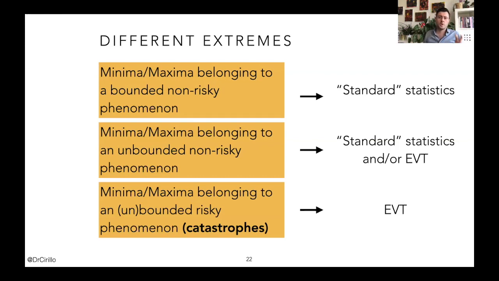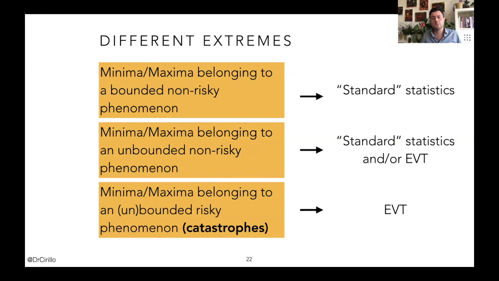The first situation is when we are considering extremes, that is to say minima and maxima, that belong to a non-risky phenomenon, whose impact for us is not particularly strong, so maybe losses, but not extreme losses, that is to say losses that are in terms of size manageable for us in terms of our capital, in terms of our risk management setting. So we are considering a phenomenon that is bounded, for which the support of the distribution that we use to represent the randomness of the phenomenon is finite. An example is the uniform distribution on 0, 1 or 0, 10, or the beta distribution.